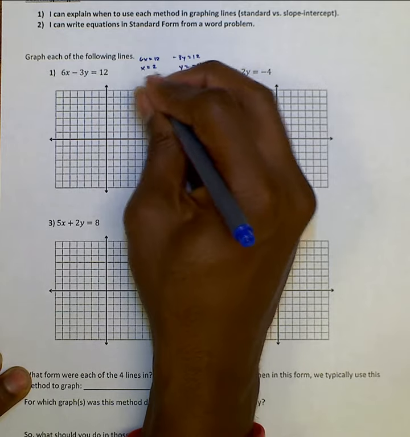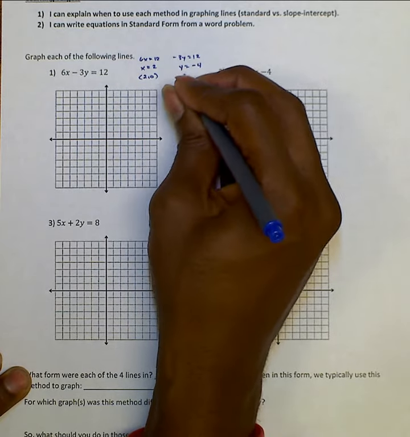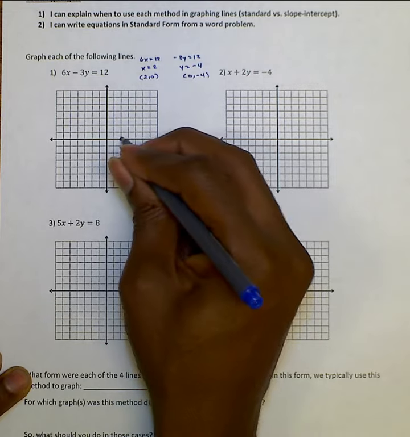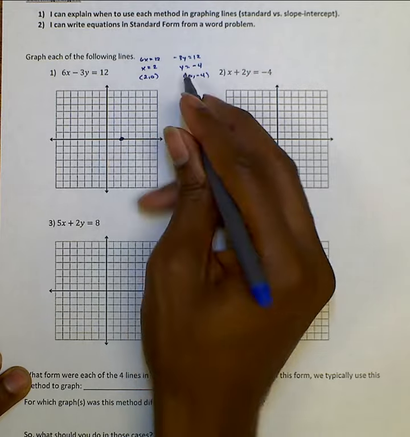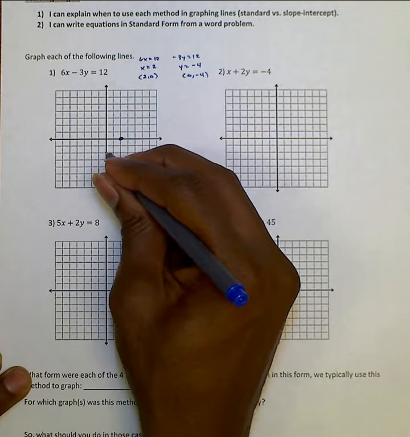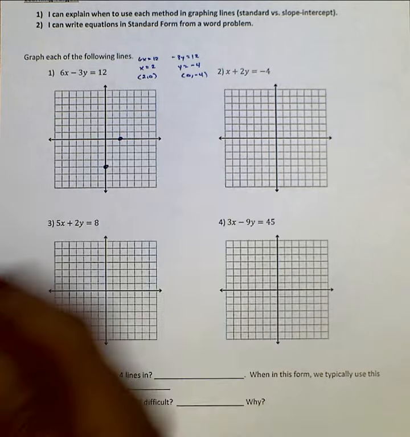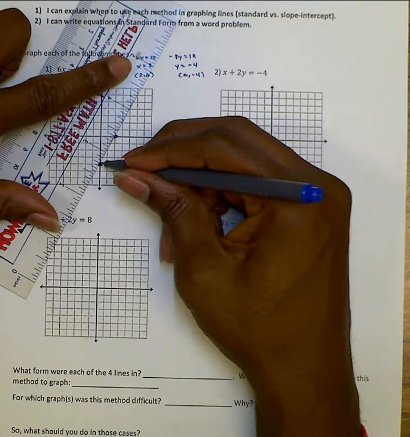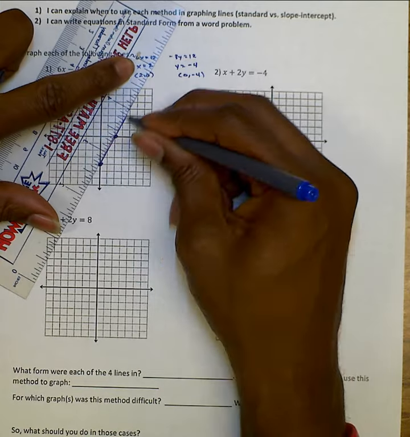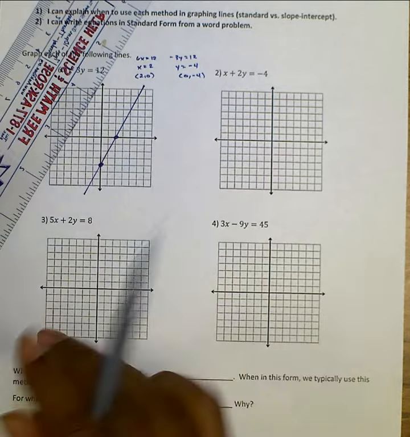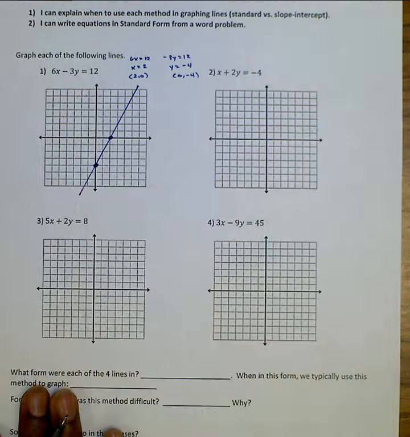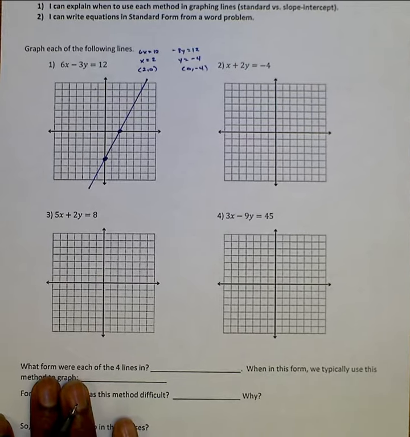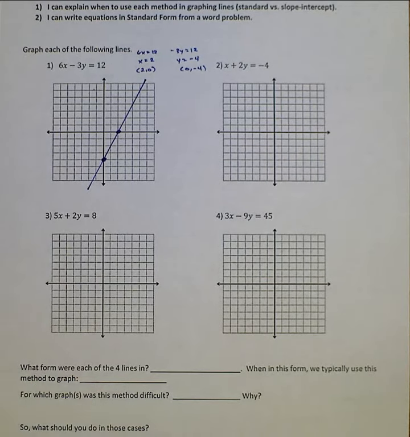So we have a point at (2, 0) and a point at (0, -4). We can plot those numbers without too much issue. (2, 0), our x-intercept, and (0, -4), 1, 2, 3, 4, our y-intercept. And there's our line between those two points. Okay, so in a situation like that, I would choose to use the intercepts.